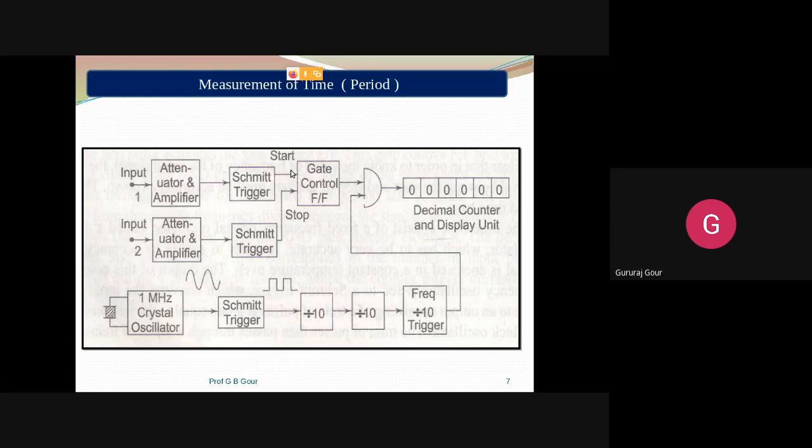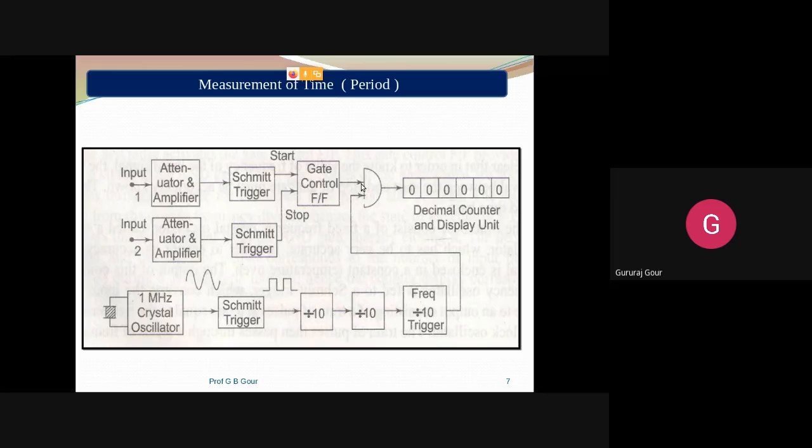So two inputs we already got. Start pulse. When the start pulse comes, the gate control flip flop does something. So here you already selected the time scale. Here you already start getting the pulses once you get the start pulse from the gate control flip flop.